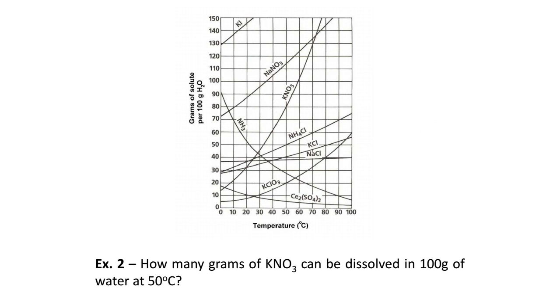Okay, our next example. How many grams of KNO3 can be dissolved in 100 grams of water at 50 degrees Celsius? We have to find our 50 degrees, and then go all the way up to find KNO3, which is right there. Then we go over, and it's 80 grams of KNO3 that can be dissolved in 100 grams of water.